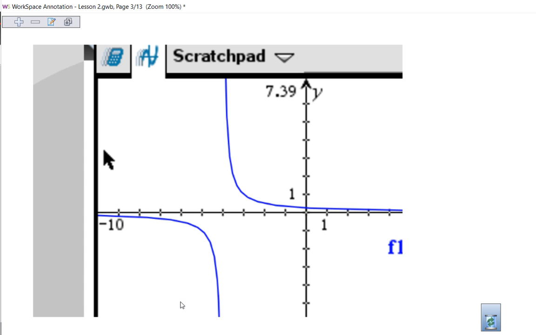Okay, so when you're looking for the asymptotes, you're looking for the flat part of the graph. And where's the flat part of the graph for the vertical asymptote? What number is it falling at? -1, -2, -3. -4 would be where that vertical asymptote is located.